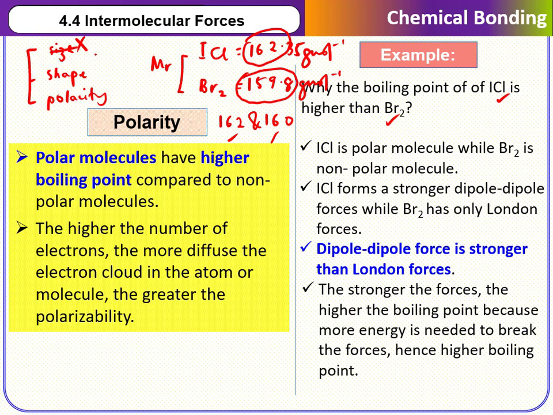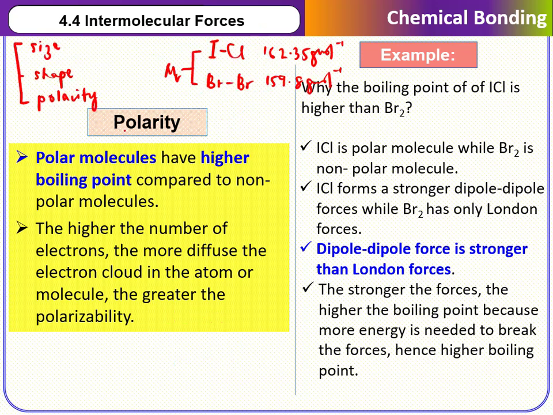Then, how about the shape? Moving on to the shape point. Why can we not discuss in terms of shape? Because both ICl and Br2 are simple molecules. It is a linear molecule. That's why you have to move to the term polarity.